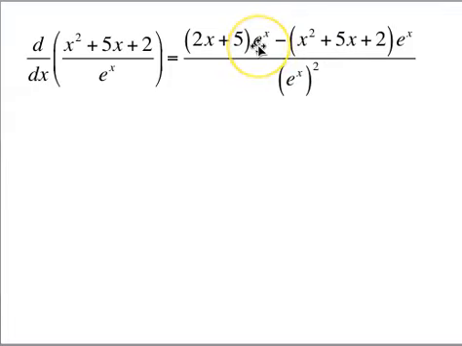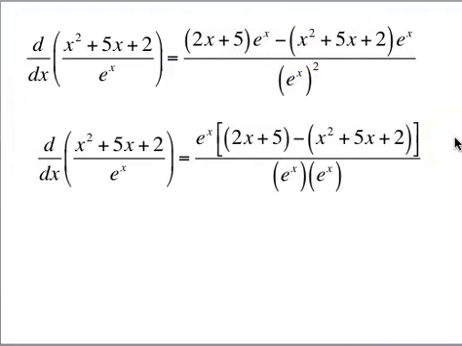So if I factor an e to the x out of the first piece, I'm left with 2x plus 5. If I factor an e to the x out of the second piece, I'm left with minus the quantity x squared plus 5x plus 2. So you see how I've done that. E to the x factored out of the first piece, leaving this. E to the x factored out of the second piece, leaving this. I've rewritten e to the x squared as e to the x times e to the x, so you can see this e to the x is now a factor.